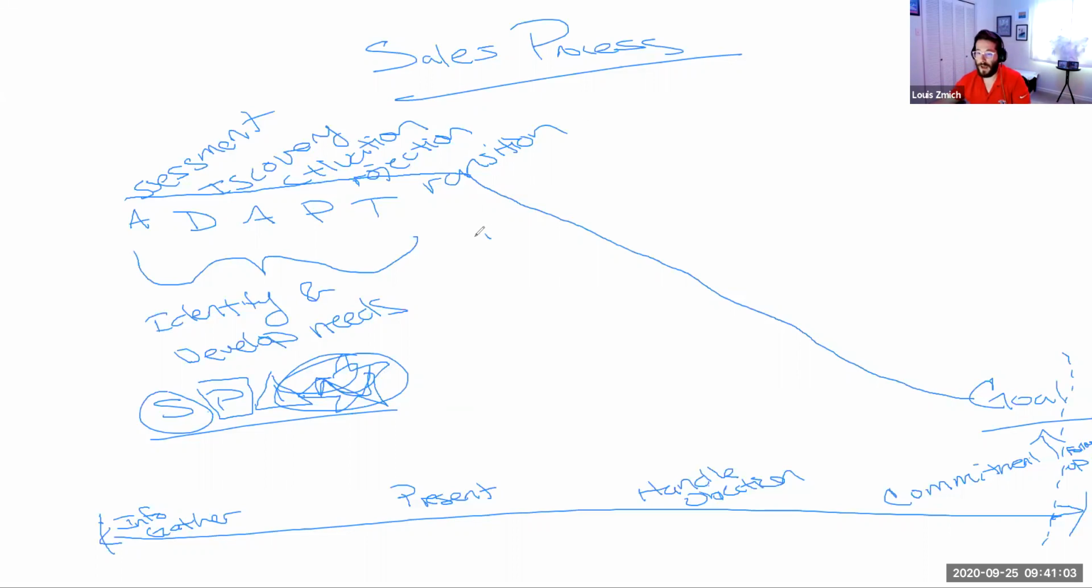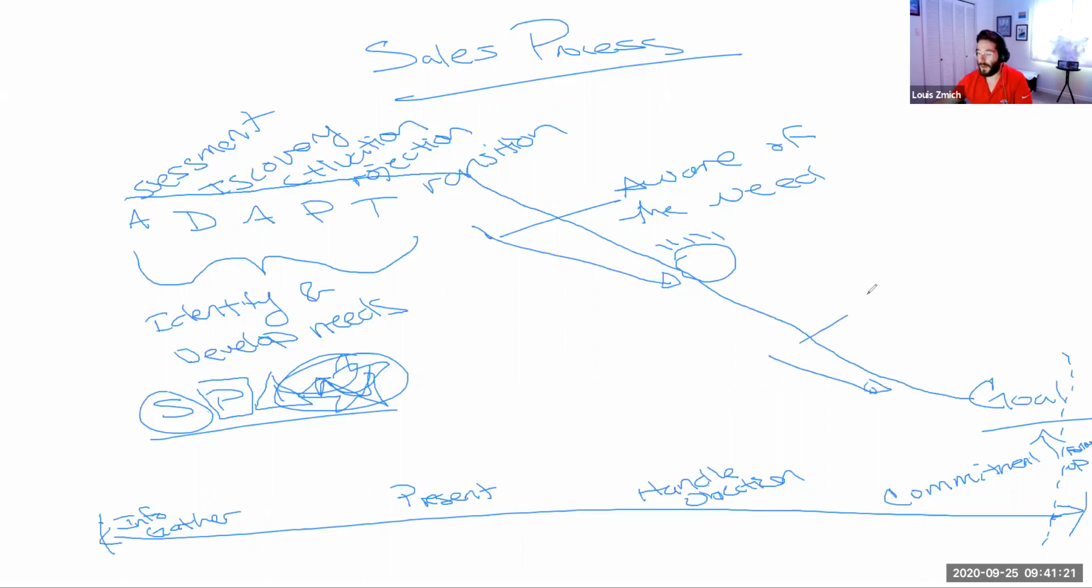So then once we have the customer right here aware of the need, right? Then it's a downhill snowball. And the snowball just picks up steam as it's rolling down this hill. And then now we can work on fulfilling the need, right?